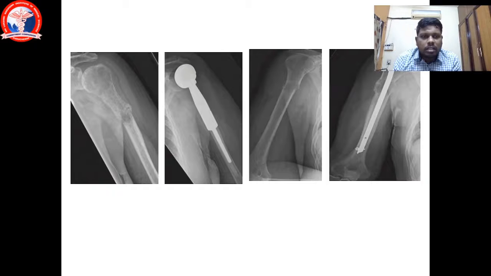The X-ray on the right side is a pathological fracture. It is mostly involving the shaft of the humerus, so they went for intramedullary nail fixation. In the first X-ray the joint is involved, so they go for endoprosthesis. In the second X-ray the shaft is involved, so they go for intramedullary nail fixation.